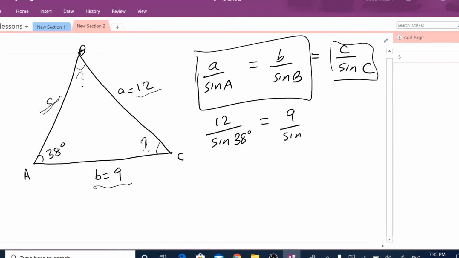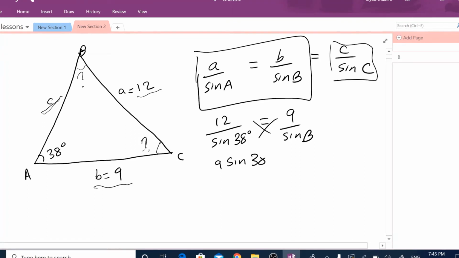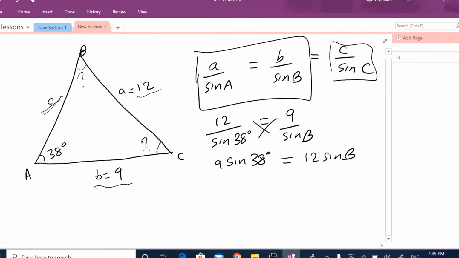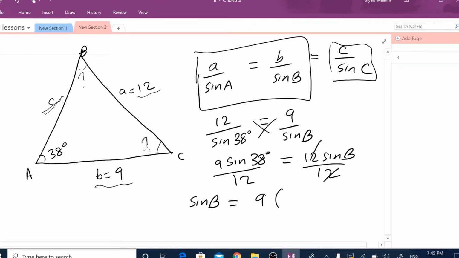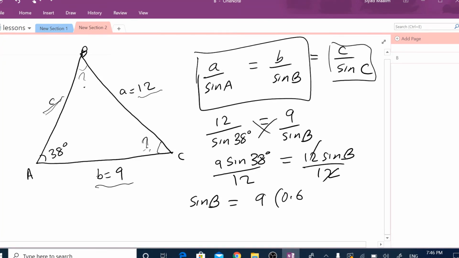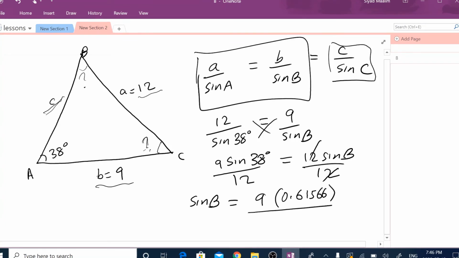divided by sine B, which is what we are looking for. So cross multiplication gives me 9 multiplied by sine 38 degrees is equal to 12 multiplied by sine B. In order to find sine B, we divide both sides by 12. So this cancels, and sine B is equal to 9 multiplied by sine 38. If you put sine 38 in your calculator, you will have 0.6157 and then divided by 12.